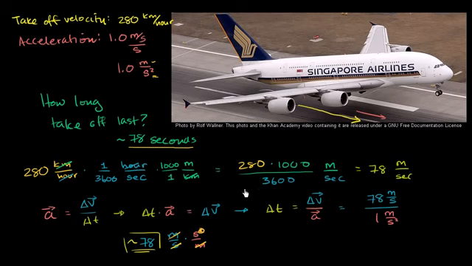So we want to figure out the displacement, or how far does this plane travel as it's accelerating at 1 meter per second squared to 280 kilometers per hour, or 278, I converted it over right over here, as it accelerates to 78 meters per second. How much land does this thing cover?